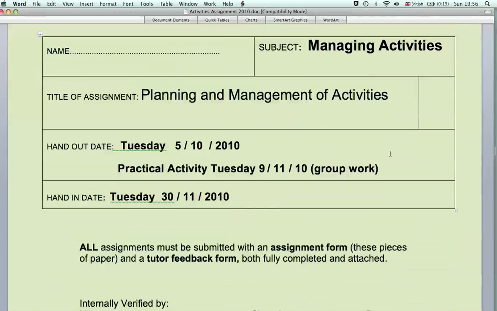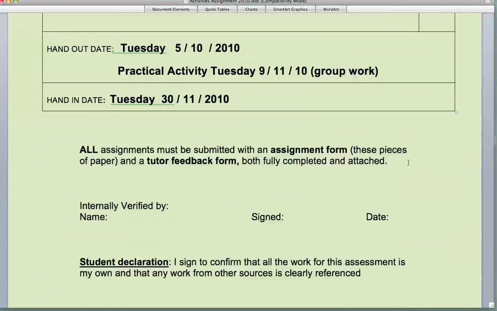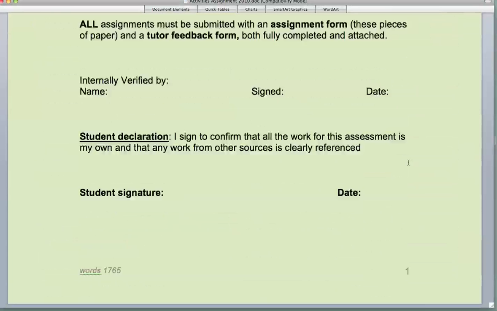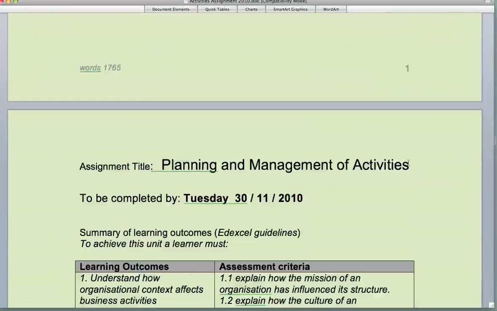We have a practical activity on Tuesday the 9th of the 11th where you will work in groups to achieve the bridge building activity. This is group work with a personal reflection and individually submitted work on Tuesday the 30th. This assignment top sheet is the same as your personal development, and you sign and date it when handing it in.